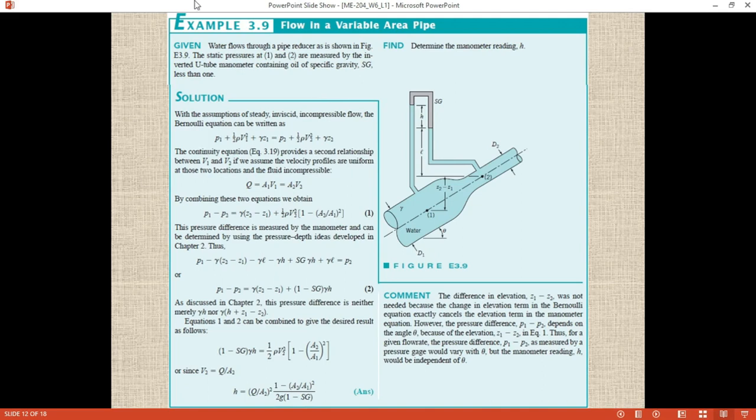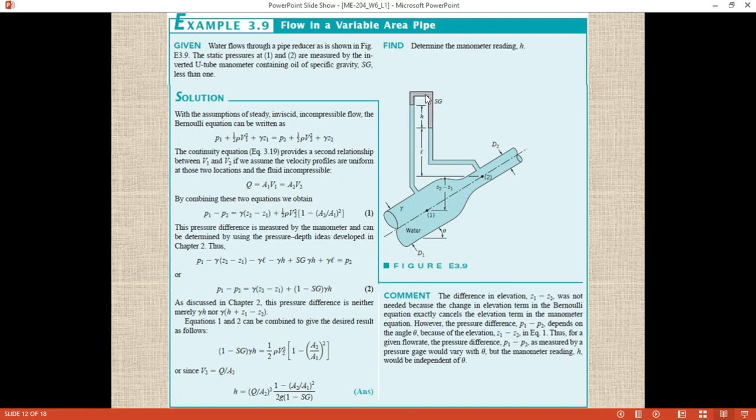Water flows through a pipe reducer. The pipe is a reducer as shown in the figure. The static pressures at 1 and 2 are measured by the inverted U-tube manometer containing oil of specific gravity Sg less than 1.